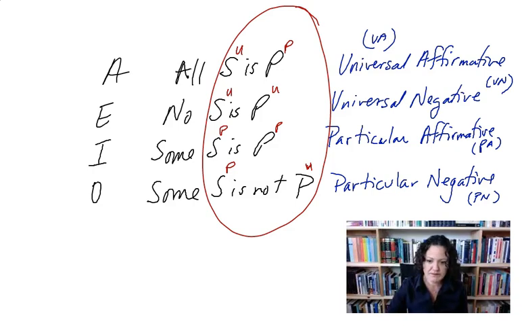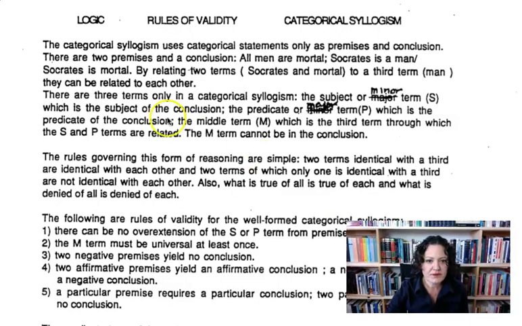Now I'm going to go back to the handout and tell you something else about syllogisms. All right, so those were the categorical statements. And the syllogism is going to use these statements, only A, E, I, and O statements, as premises and conclusion. There are two premises and a conclusion to a categorical syllogism. So here's an example. All men are mortal. Socrates is a man, therefore Socrates is mortal. We've done this one before, remember? When I talked about an argument.